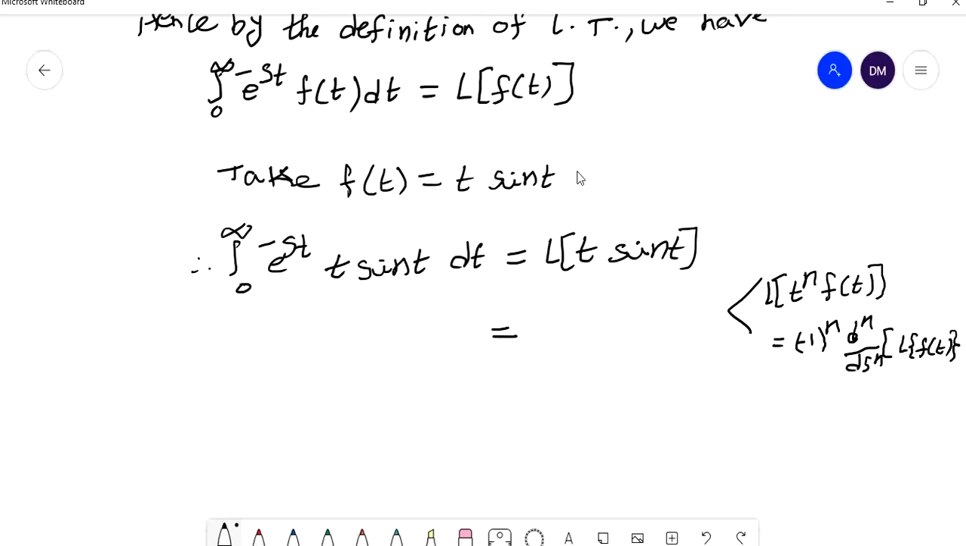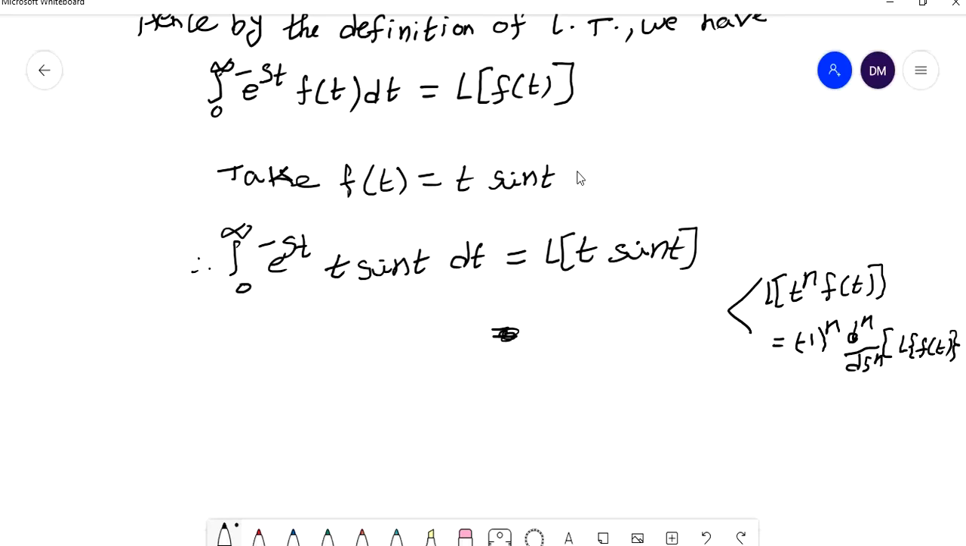Multiplication by t power n property. L of t power n into f of t can be written as minus 1 whole power n into d power n by ds power n of L of f of t. L of f of t is nothing but f bar of s. Now I am using that formula. What happened by using that formula here?